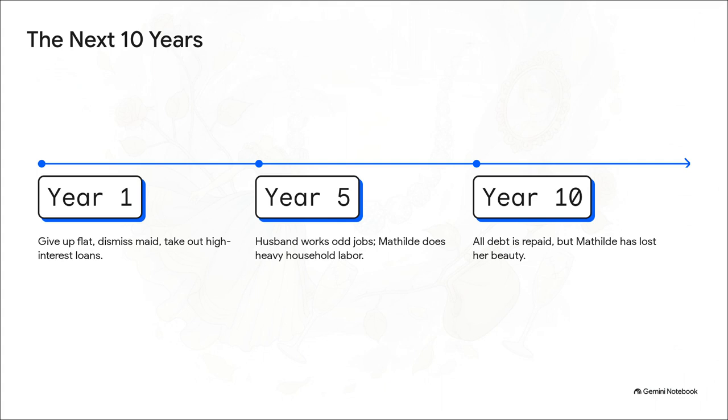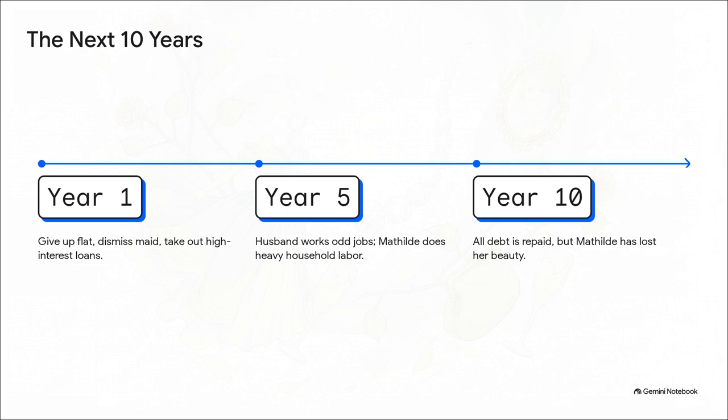And the real-world fallout of that 36,000 franc debt is just brutal. Over the next 10 years, their lives become a living nightmare. Year 1, they lose their comfortable flat, fire their maid, and move into a cramped attic. Fast forward to year 5, and they are drowning in the grind. Monsieur Loisel is working multiple exhausting odd jobs late into the night. And Mathilde, the woman who dreamed of servants and luxury, she's doing heavy, grueling manual labor, scrubbing floors, hauling water, haggling over pennies at the market.